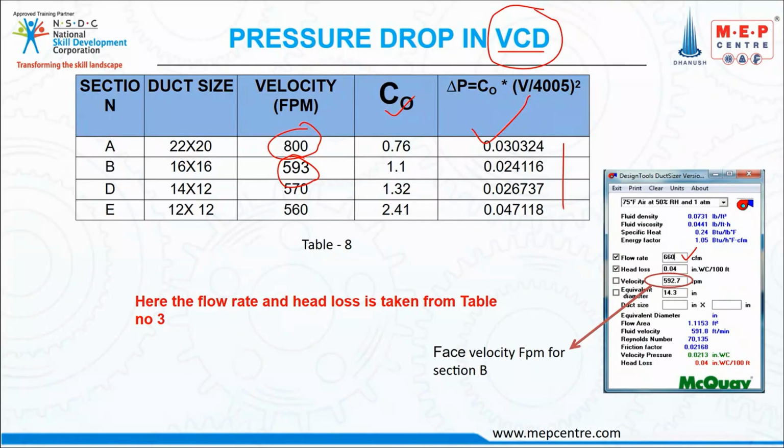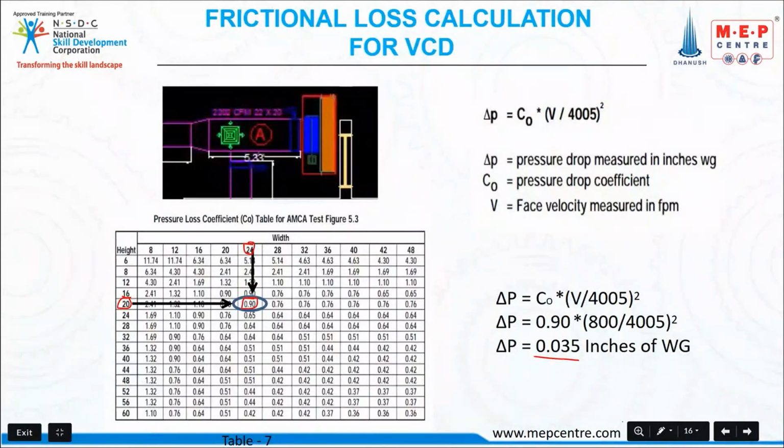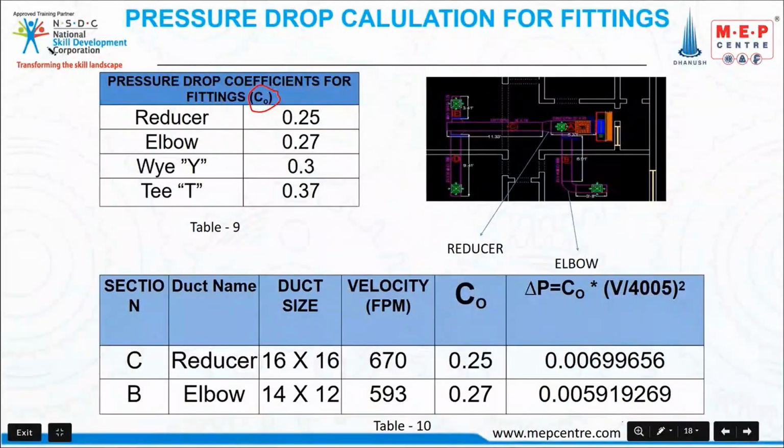Clear? Yes sir. So we are finding C0 values for VCD by using this table. But the remaining fittings are reducer, elbow, Y joint and T joint. So here you can write shoe collar also: reducer and shoe collar. Okay. So their C0 values are predefined. Okay. These are predefined C0 values.